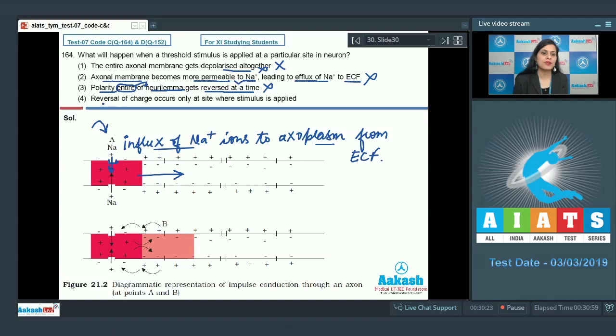The last statement given is reversal of charge occurs only at site where stimulus is applied, and as it is a correct statement, so this is a correct answer to our question because reversal of charge occurs only at a site where threshold stimulus is applied. So the correct answer to this question is option number 4. Let's discuss our next question.